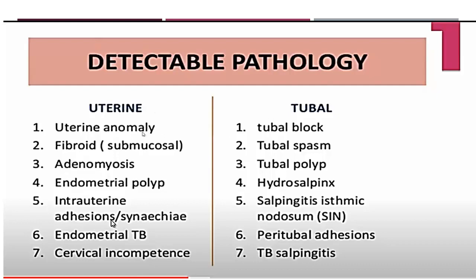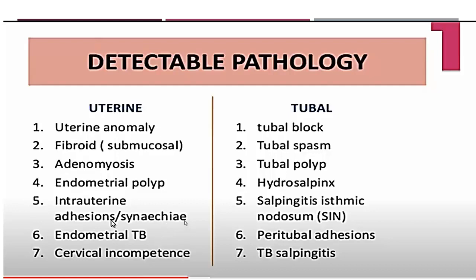Uterine pathology, mainly detection of uterine anomaly, presence of intrauterine filling defect as fibroid. Fibroid may be submucosal, so it appears as an intrauterine defect. Adenomyosis, uterine endometrial polyp. So the polyp and the submucous fibroid both will appear as endometrial filling defect. Intrauterine adhesions or synechia, endometrial TB, and cervical incompetence.